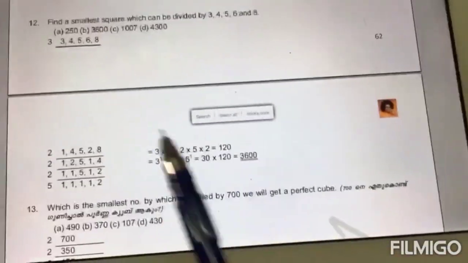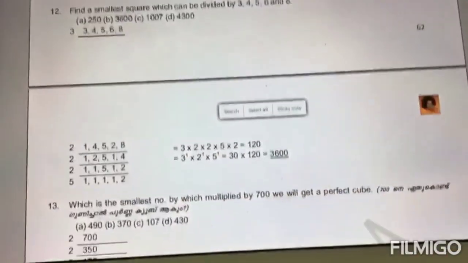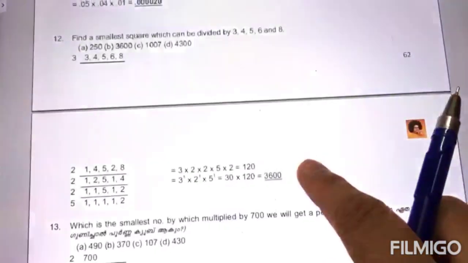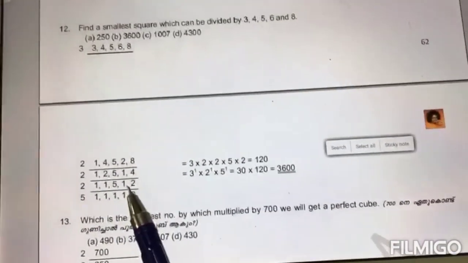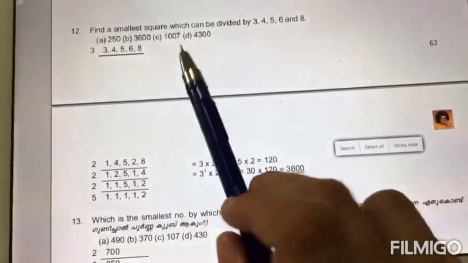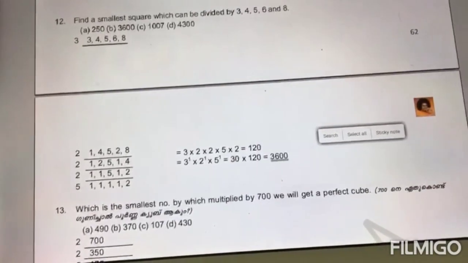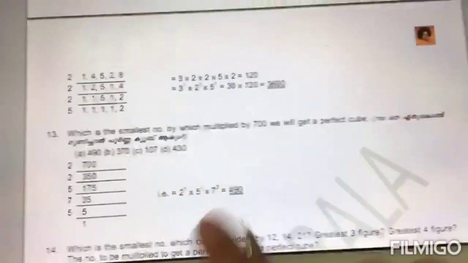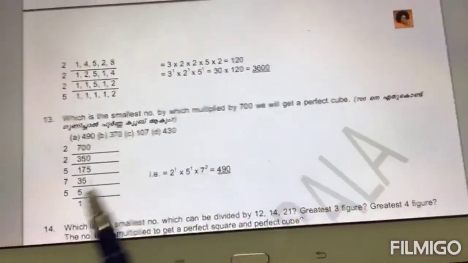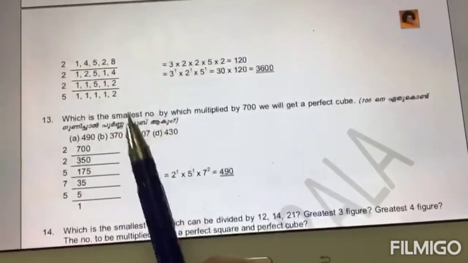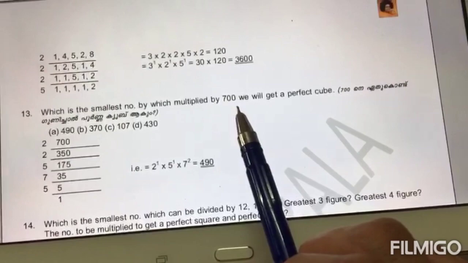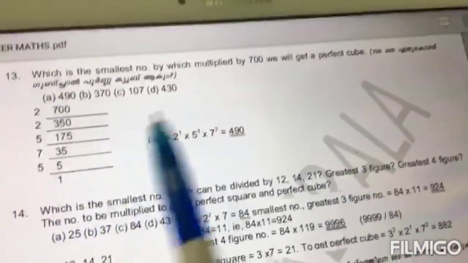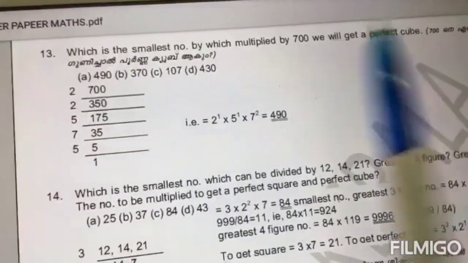So sometimes you have to use the answer options and find out which is the likely answer. This is one more way of doing things, or you can do it the way they have done. But I would prefer if you do it this way because it's easier and faster. The same technique you can apply here, or you can apply their technique. Which is the smallest number by which 700 must be multiplied in order to get a perfect cube?